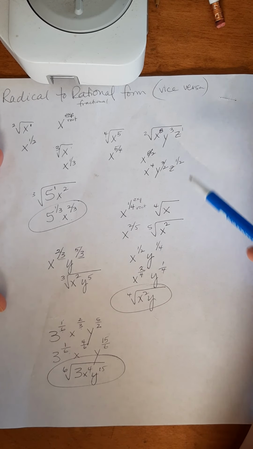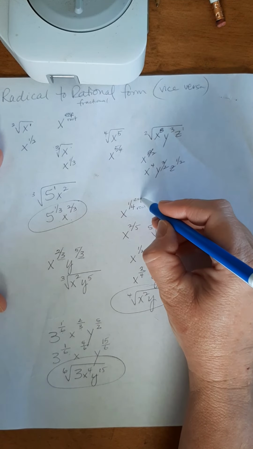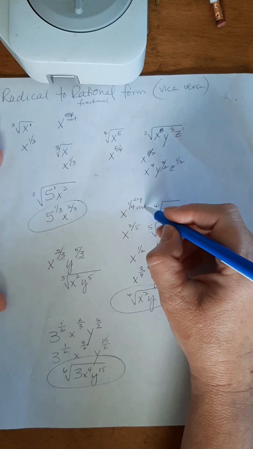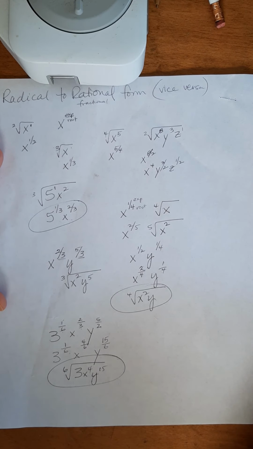So just remember, going from radical to rational, it's always exponent over root.